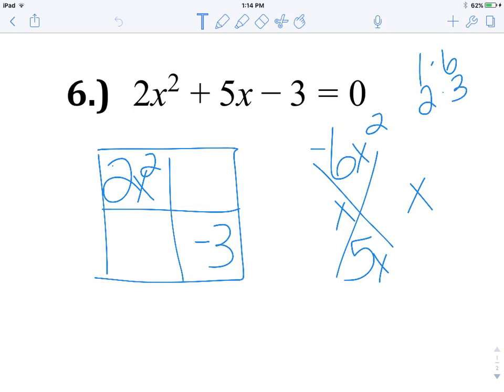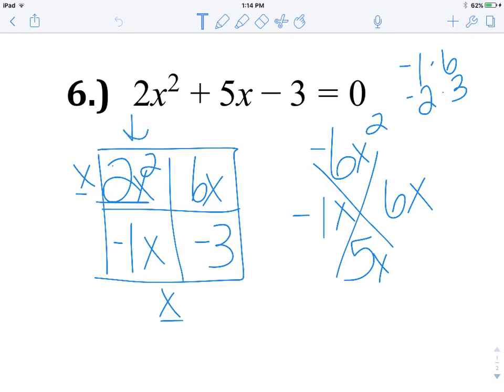We need the top number to be negative, but the bottom number in our diamond to be positive. So that means the smaller number's got to be negative. So if we take a look, we're going to end up with a 1x and a 6x. So if we plug in negative 1x and 6x, pull our x's out, now we need to see what in that first column they have in common? Because notice, x and x do not make 2x squared. So if we take a look at that first column, 2x squared and negative 1x only have a 1x in common. So I'm going to leave that put, so that means that this is going to be a 2 out front. So going from there, we can fill in the rest.